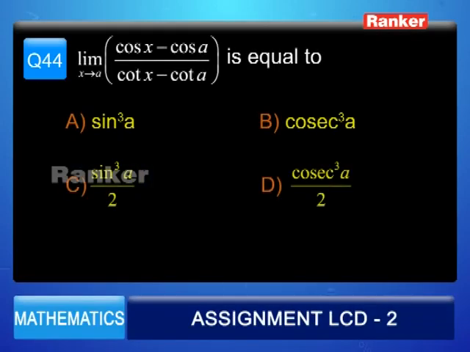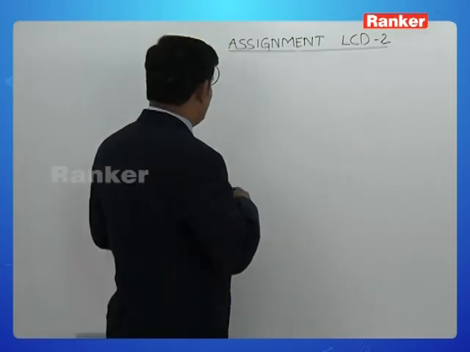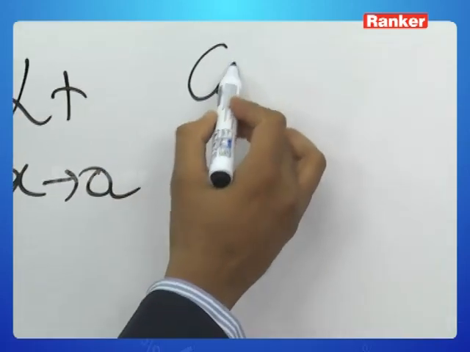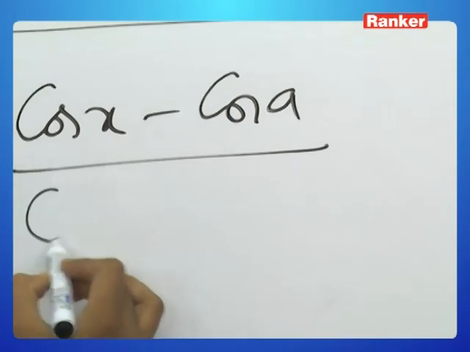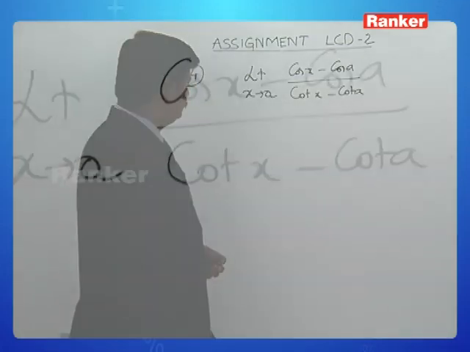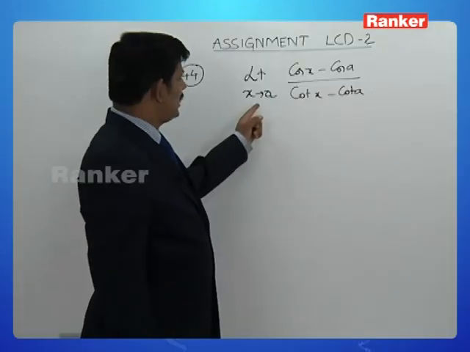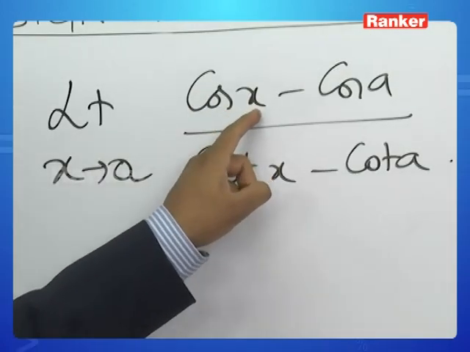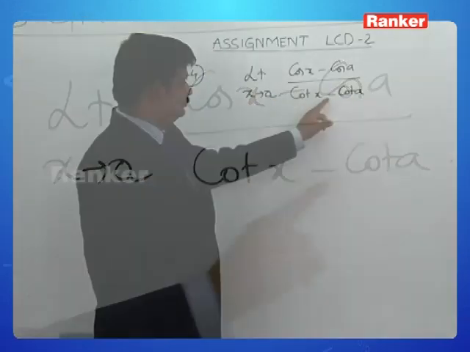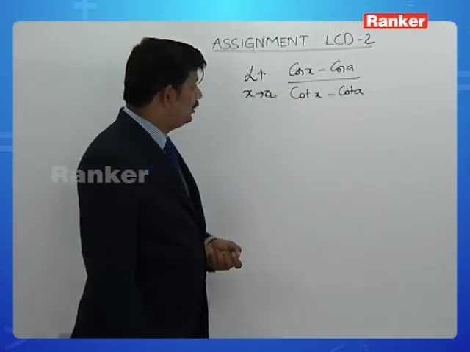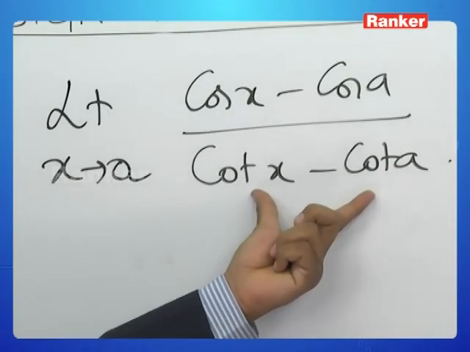Next question. Evaluate the limit as x tends to a of (cos x minus cos a) by (cot x minus cot a). This question we can again do either by L'Hospital rule, it is 0 by 0 format. As x tends to a, cos x minus cos a tends to 0, and likewise the denominator, so it is 0 by 0 format. We can do it by L'Hospital rule, or we can do it by simplifying the denominator.